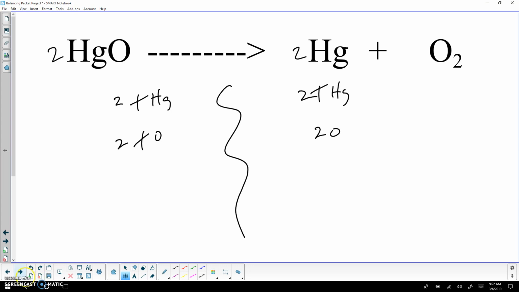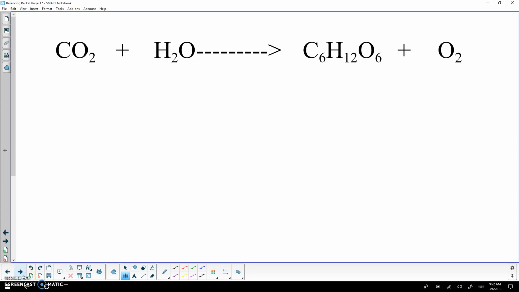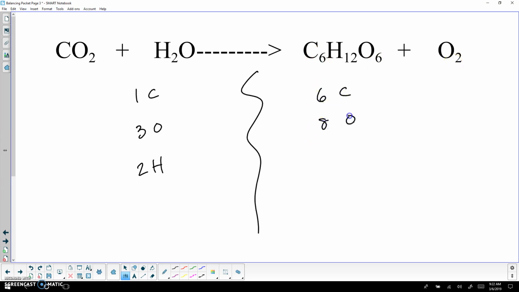For number 32, this one, you should be familiar with this guy. You've seen this. This is photosynthesis back from your days as being a biologist. Let's do our inventory. I have 1 carbon. Oxygen, I have 2 here and 1 here, so a total of 3. Hydrogen, I have 2. On this side, carbons, it looks like I have a total of 6. Oxygens, I have 6 there and 2 there, so that's a total of 8.